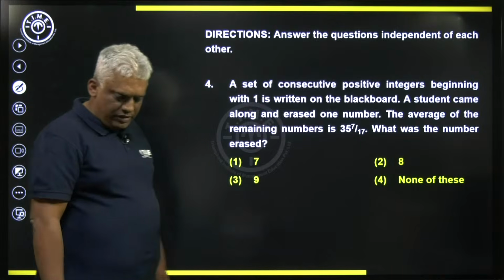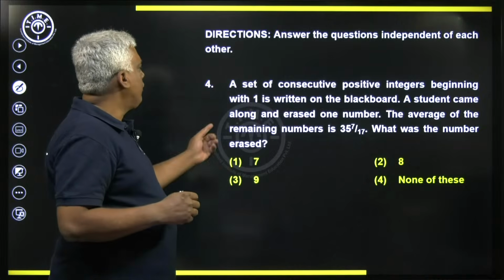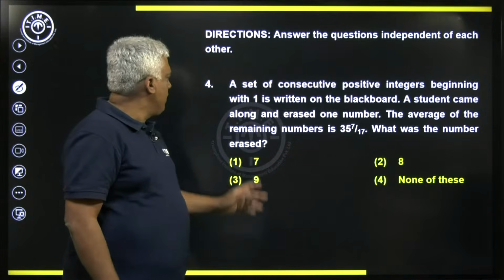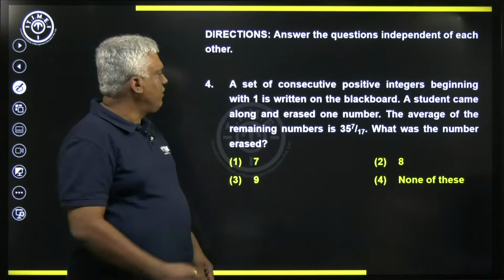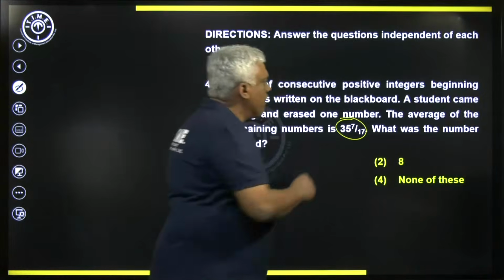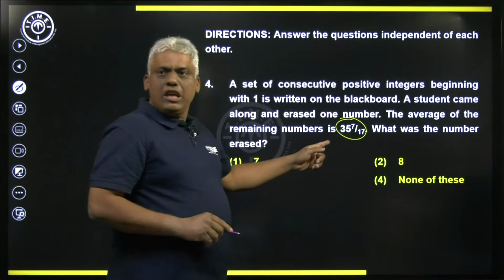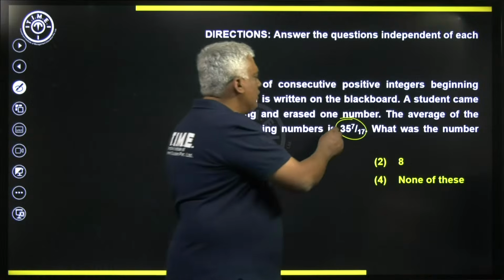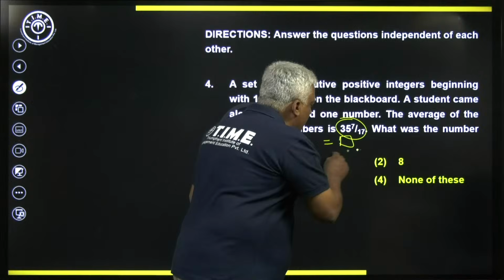Okay, let's see this question, guys. Now you see, a set of consecutive positive integers beginning from 1 is written on the blackboard. A student came along and erased one number. The average of the remaining numbers is 35 7 by 17. Okay, what is the number erased? Now you see here, if you simplify this, 35 7 by 17, it will be 35 into 17 plus something, so something by 17 will come, right?